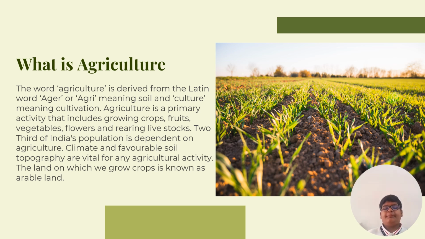Two-thirds of India's population is dependent on agriculture. Climate and favorable soil topography are vital for any agricultural activity. The land on which we grow crops is known as arable land.